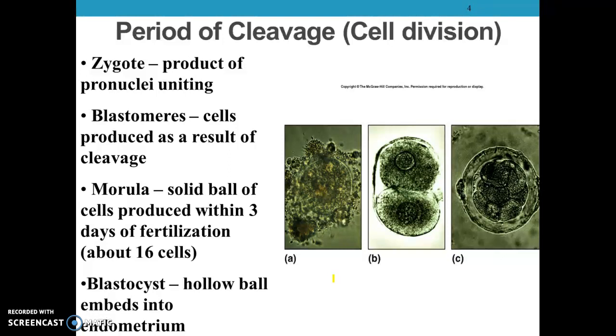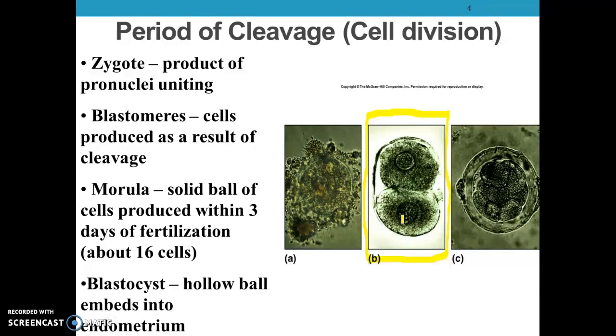So when it splits, the product of that is called a blastomere. So if you look at picture B right here. A is the fertilized egg. It's kind of hard to see. It just looks like a cell, but A is a fertilized egg. So as soon as it splits, that one cell, A, has split and become two cells, which is on B. So we could call that the blastomere because it's the product of the cleavage or of the cells dividing.